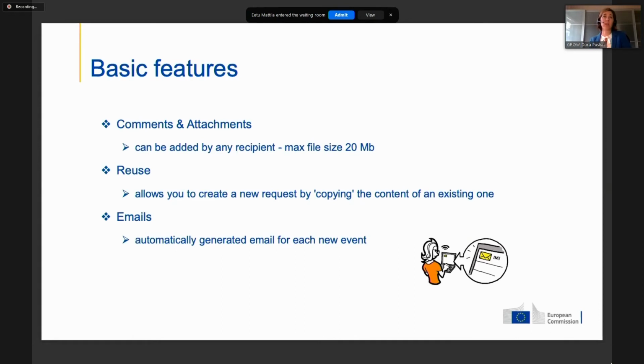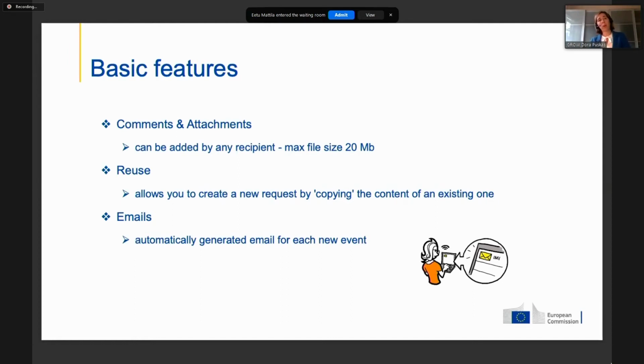which are then translated should there be a need for that. The same applies for the attachments, with the only difference that attachments cannot be translated. And there is a maximum file size of 20 megabytes. So that's the maximum size that can be uploaded as an attachment into the system.